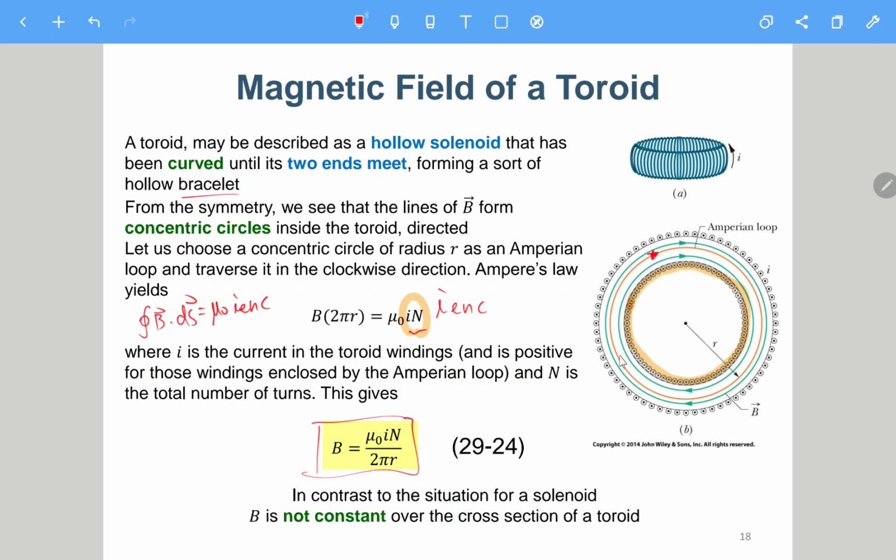But here, inside the toroid, the B field is not uniform, because B is related to r. So the B field is stronger for a smaller radius, and weaker for a larger radius. But still, we just assume the B field is 0 outside the toroid. So in contrast to the situation for the solenoid, B is not constant over the cross-section of the toroid.